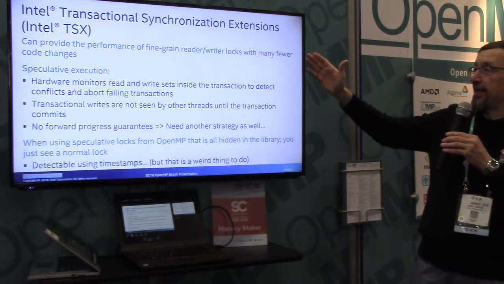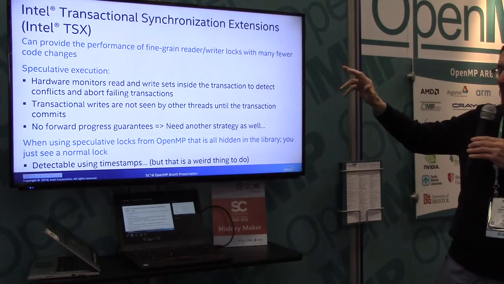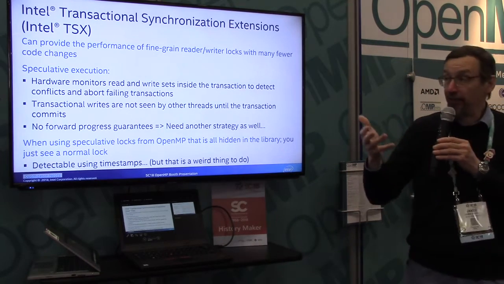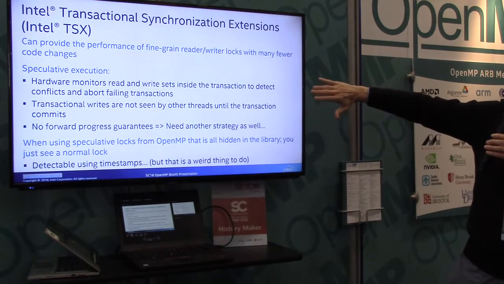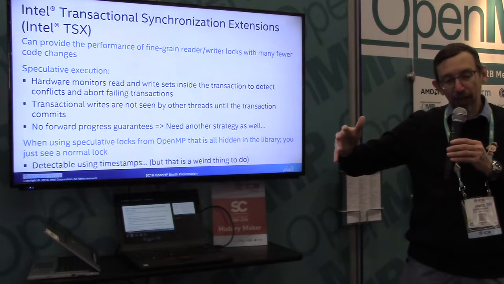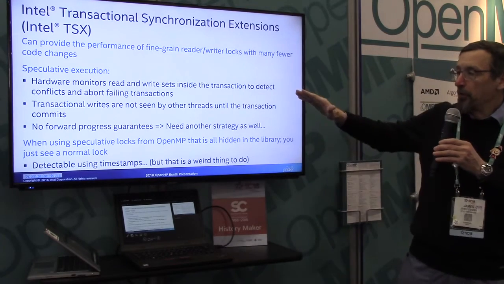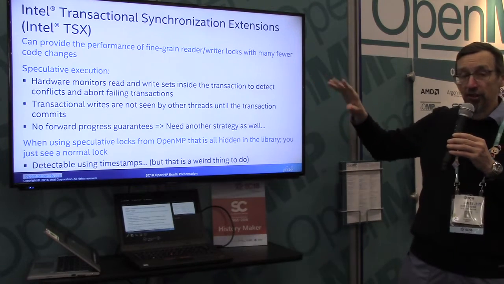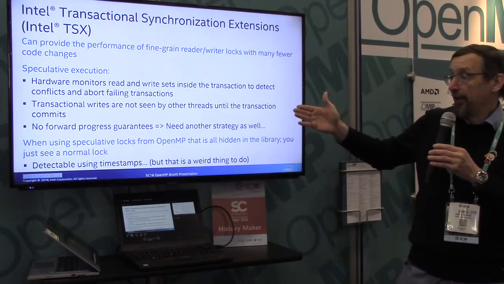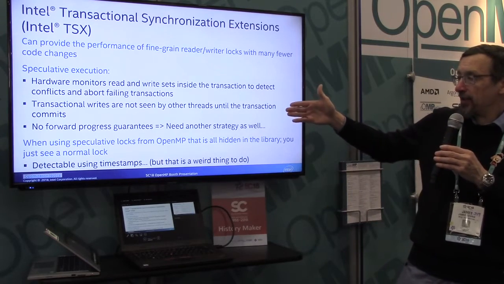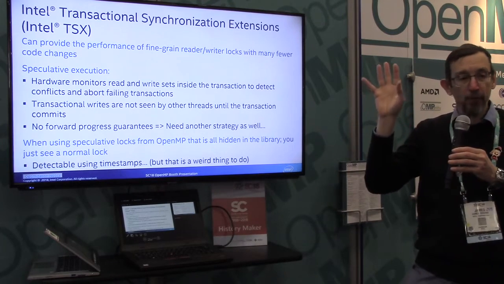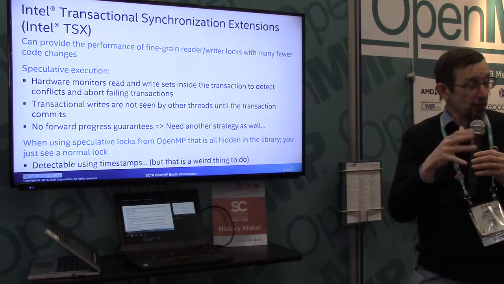So TSX can give you the performance of a fine-grained reader-writer lock, but without you having to go in and implement everything and change your code to implement a fine-grained reader-writer lock. So the hardware enters a speculative execution state. It doesn't let any writes become globally visible, and it monitors the read and write sets inside the transaction to determine whether there are any conflicts, which it can do because of the cache coherency protocol. The writes inside the transaction aren't seen until the transaction commits, so if it aborts, those writes never happened, fine. No one can see them, they can't have caused a conflict.